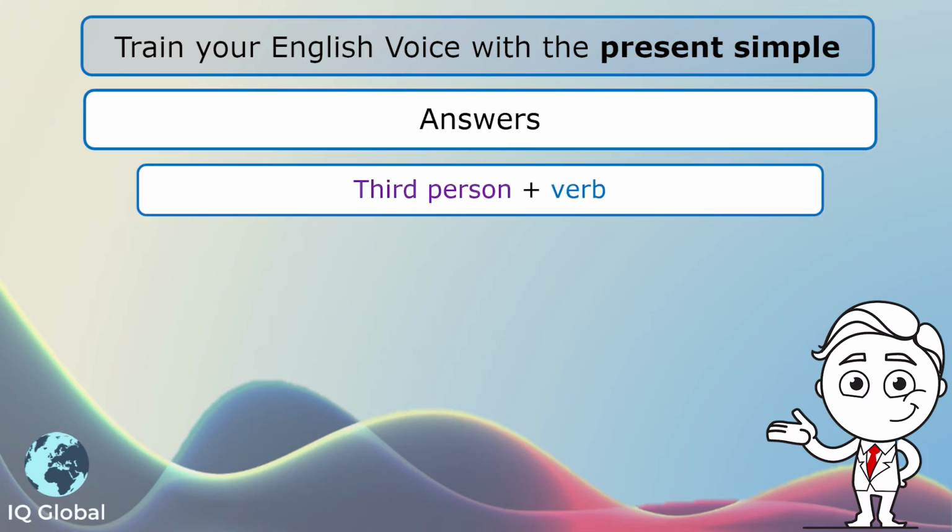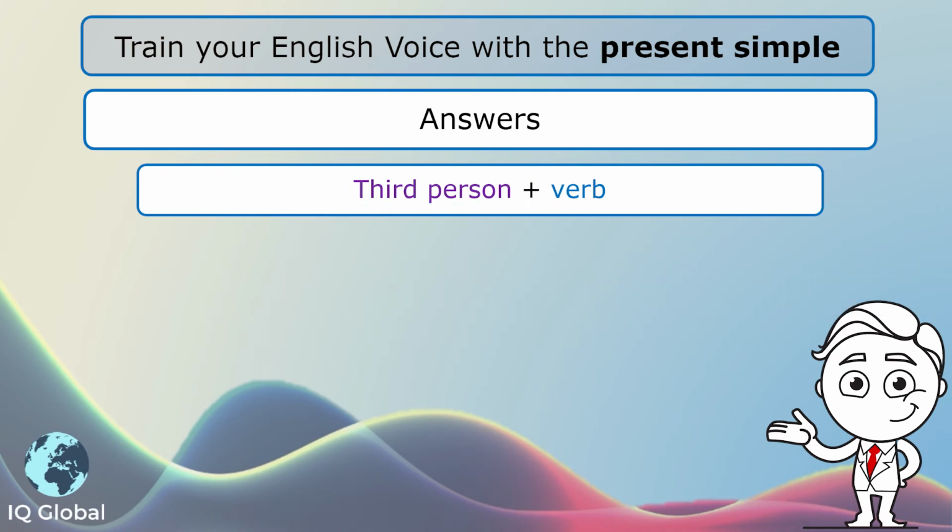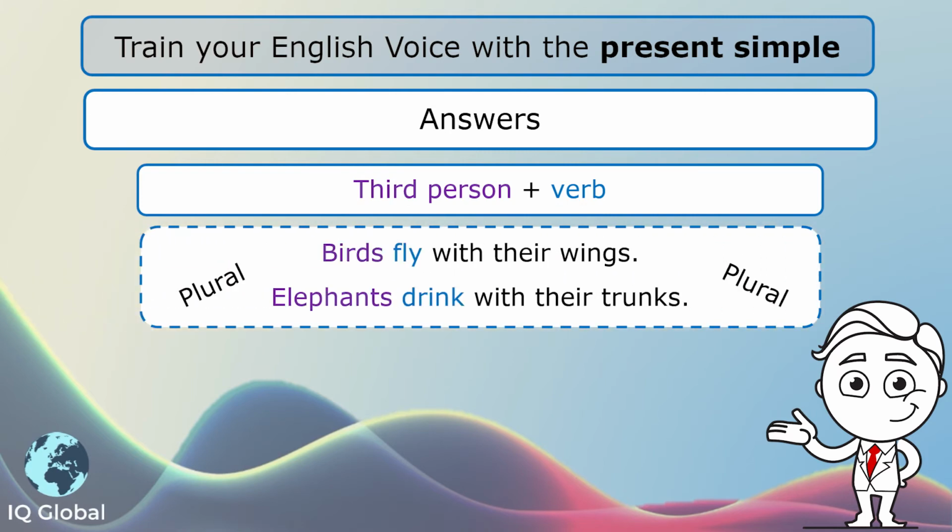So now we are going to answer these questions. If we are going to answer and it's plural, more than one, we have the third person plus the verb. So sentence 1, birds fly with their wings. So third person first, birds, because it's plural, followed by the verb, fly, and then the rest of the sentence.